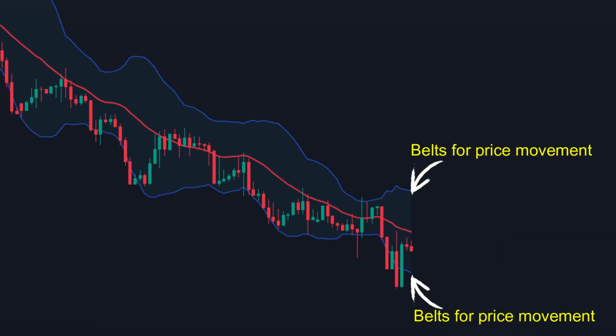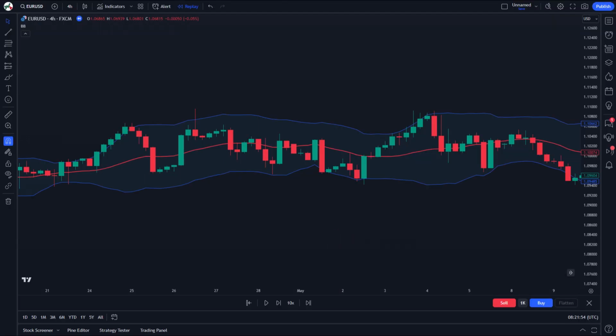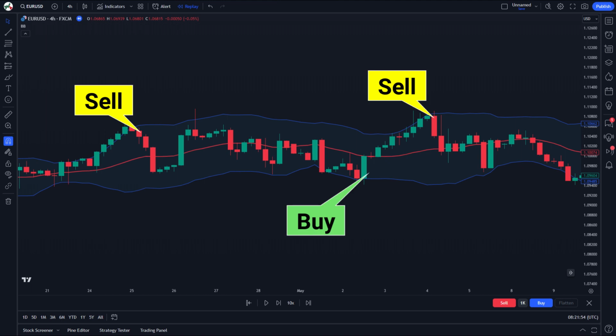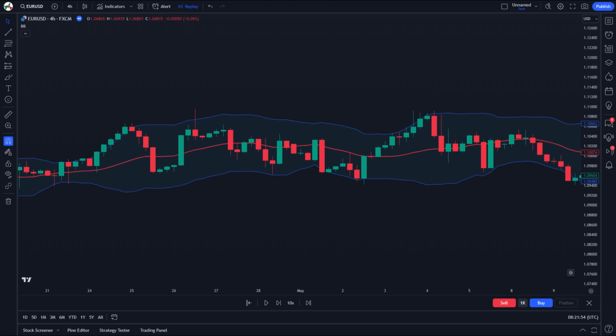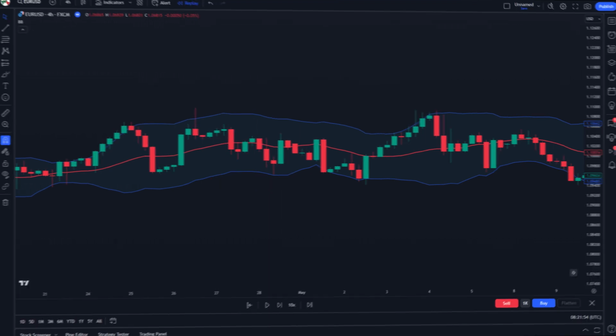Bollinger Bands lines, called the upper and lower bands, act like belts for price movement. In a sideways condition, the two bands are quite accurate as oversold and overbought areas. This indicator was created by John Bollinger, a technician trader, in 1980.